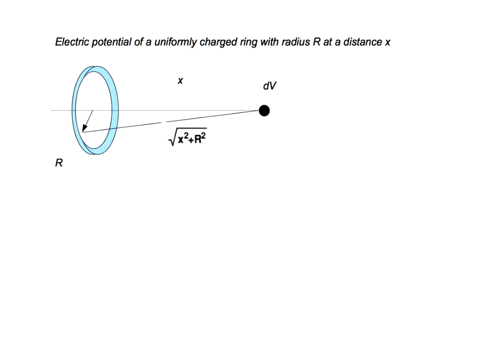We can consider individual small parts of the ring that will create electric potential, and each of those points along the ring will be at a distance square root of x squared plus r squared from that point where we need to calculate the electric potential. Then we can use the formula for the electric potential due to a point charge, which is k dq over r, and here dq will be the charge of an infinitely small part along the ring, and the distance from that point charge to the location where we want to calculate the electric potential is square root of x squared plus r squared.